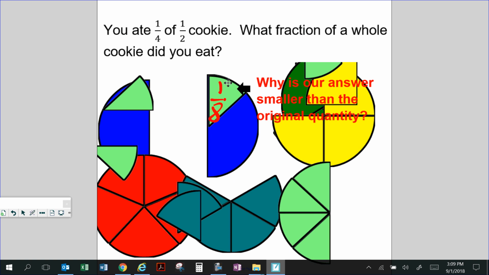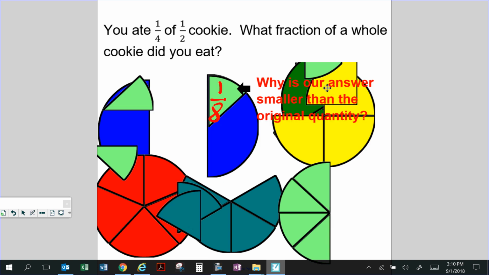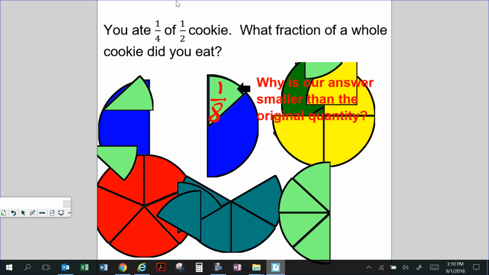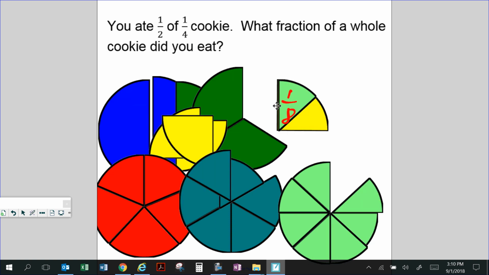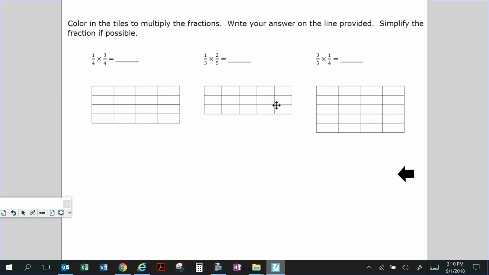So I ate a fourth of it, so I'm eating part of it. Like for example, here's a 1/4 cookie. I ate half of it. I didn't eat the whole thing. A whole thing would be one whole. So I ate a fraction of it. That's the reason why. I don't know if you discovered yet how to get 1/4 of 1/2 as 1/8. 1/2 of 1/4 is 1/8. If not, no worries. We're going to be figuring out how to do it through grids.